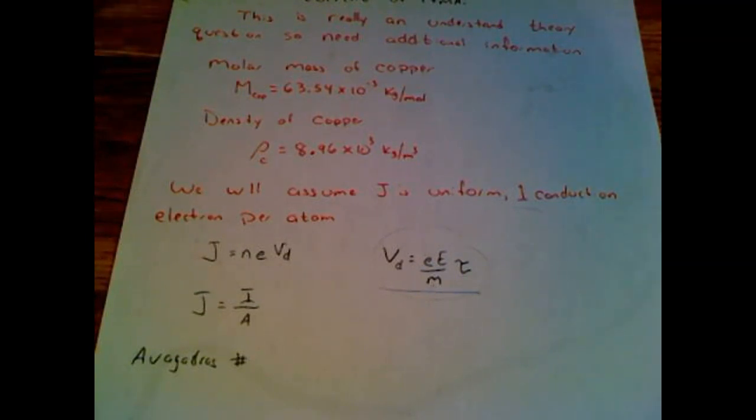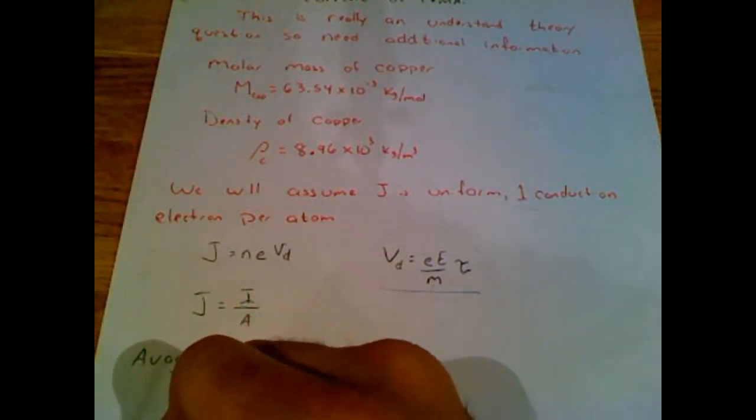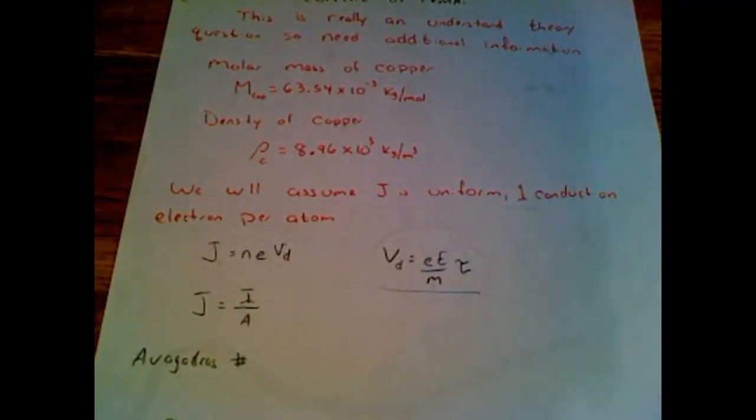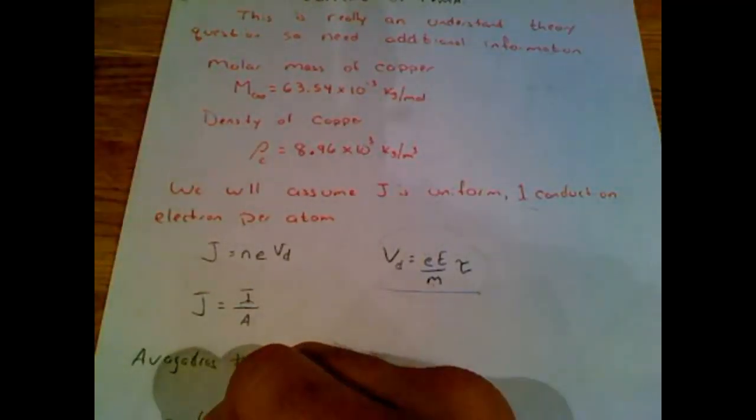So what we're going to try and do is we're going to try and figure out n. We need to know this n. How many atoms of copper we have. So to do that, I'm going to say n is equal to, we have a molar mass, so I want to know how many atoms per mole.